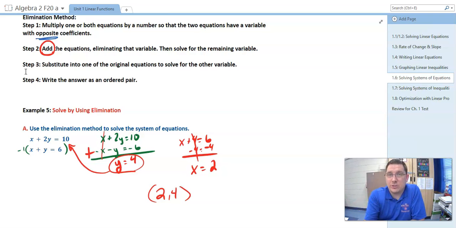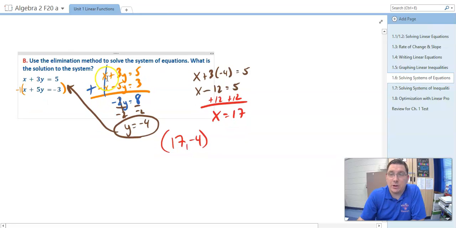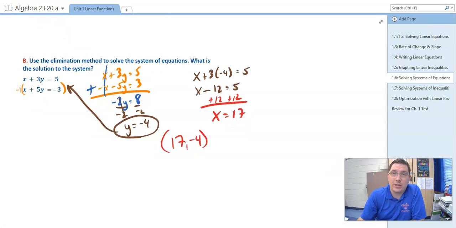Eliminate the first variable. That'll let you solve for the second. And then substitute that back in to find the one that you eliminated originally. Okay? And there's examples of those here. Okay, so that is section 1.6 on solving systems of equations.